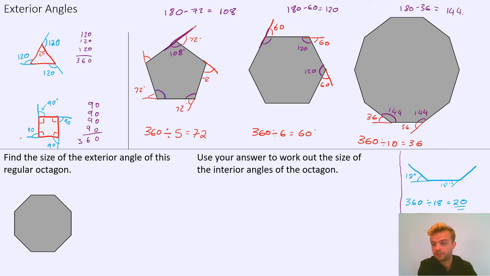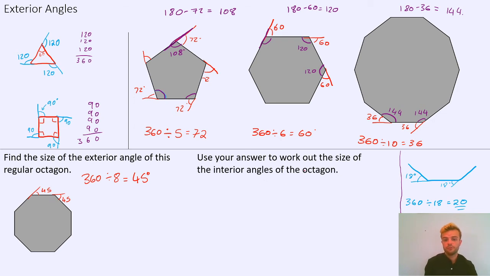So part A, the first question, find the size of the exterior angle of this regular octagon. So the exterior angle is what we've been talking about this whole time. It's the angle that looks like this, which we know always adds up to 360. So to find the size of each of them, I'm just going to do 360 divided by 8. Split it into 8. And 360 divided by 8 is 45 degrees. So each of these exterior angles is 45 degrees.